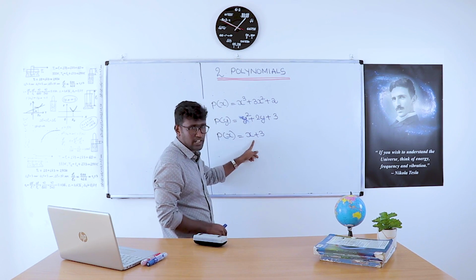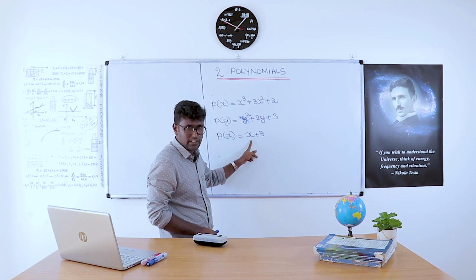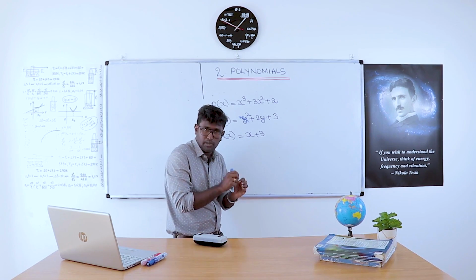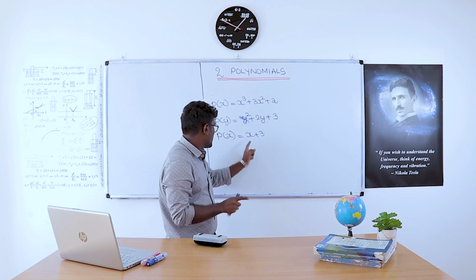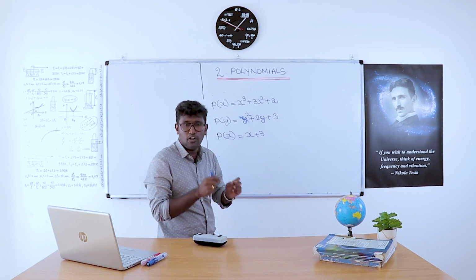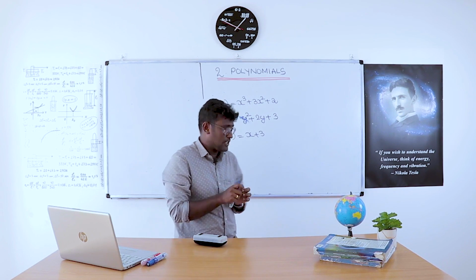So this is a first degree polynomial because the degree is 1, because the highest power of the variable given is 1. That is called the degree. The degree of the polynomial is 1. Therefore, this is a first degree polynomial, or otherwise called a linear polynomial.